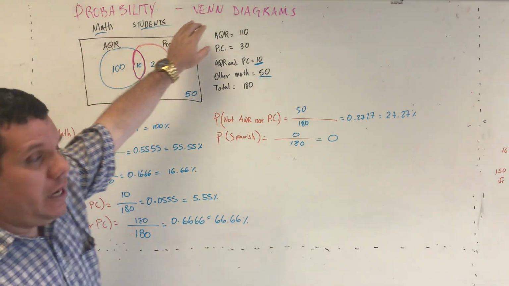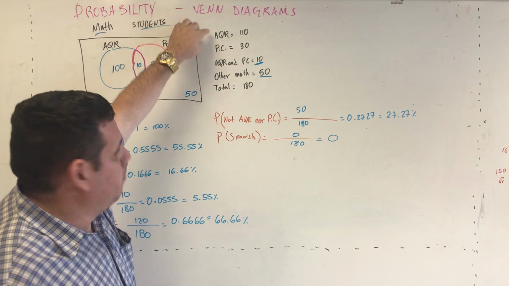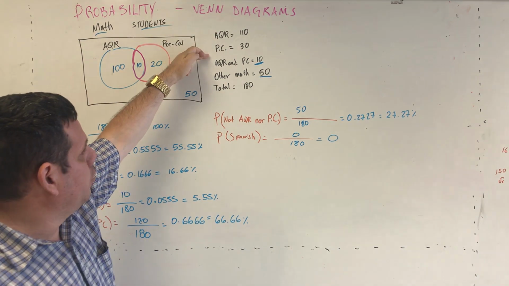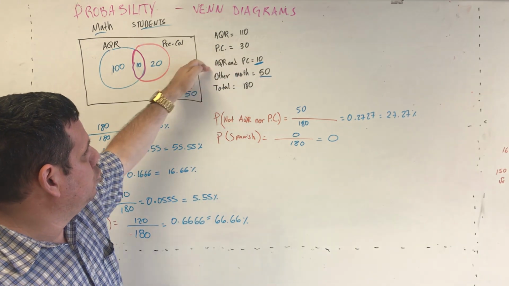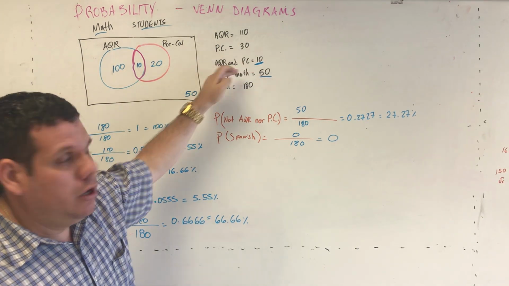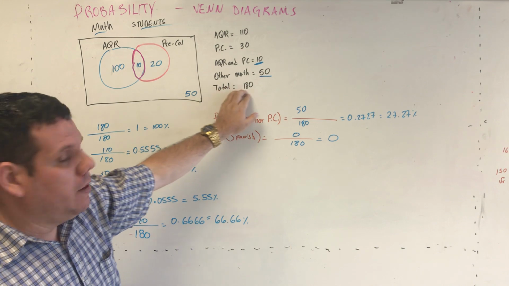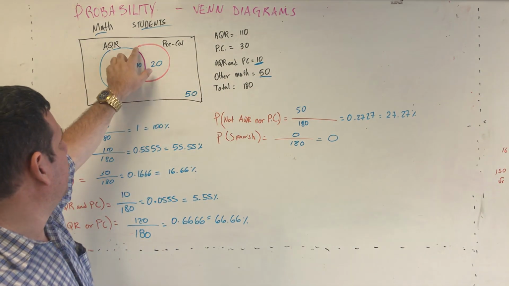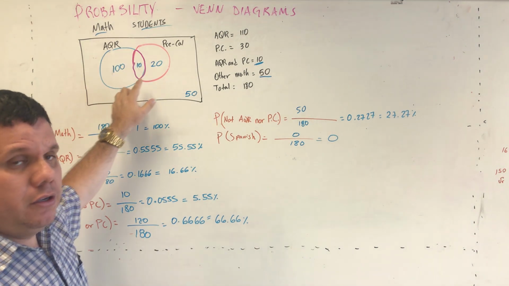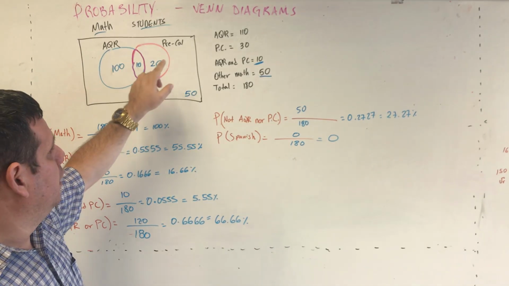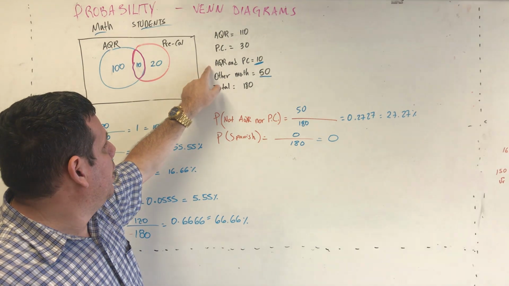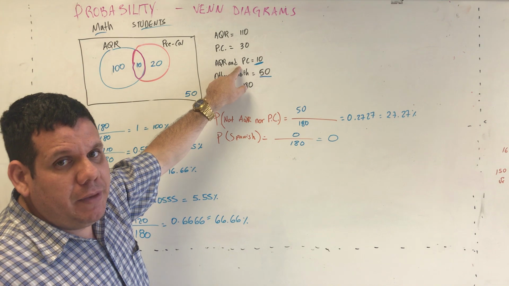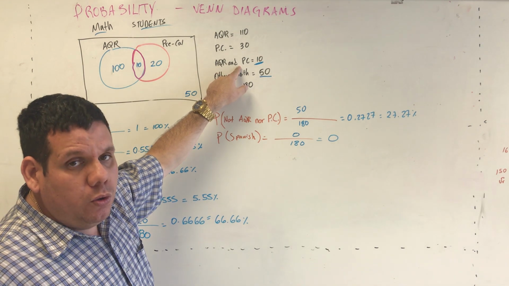Okay, so this is how we can organize our data or information. We have the Venn diagrams, okay? We have the problem, okay? We have the students enrolling in AQR, precalculus, the two courses at the same time, other math courses, and we have the total, okay? But please be aware that what is in the middle, the intersection, the number that is here, we need to calculate when we have the word and, A and B. That means that they are taking both at the same time.